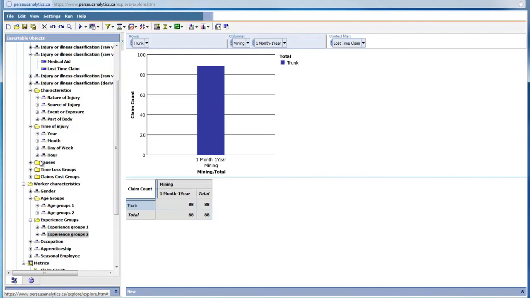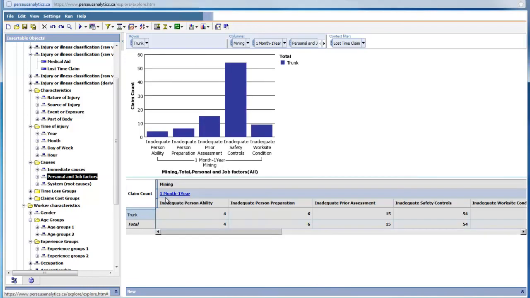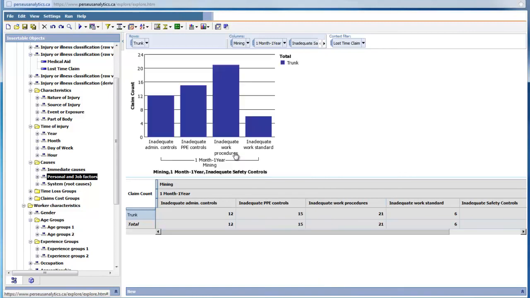Interesting. Let's look further into the trunk injuries in workers with 1 month to 1 year of experience by limiting the information considered to this group and examining the causes of injury. Let's start with the personal and job factors resulting in injury. Most trunk injuries involving workers with 1 month to 1 year of experience are due to inadequate safety controls. What type of safety controls? Let's explore this by selecting inadequate safety controls and drilling down to the next level. It appears that inadequate work procedures are the most frequent job factor related to trunk injuries in this group.